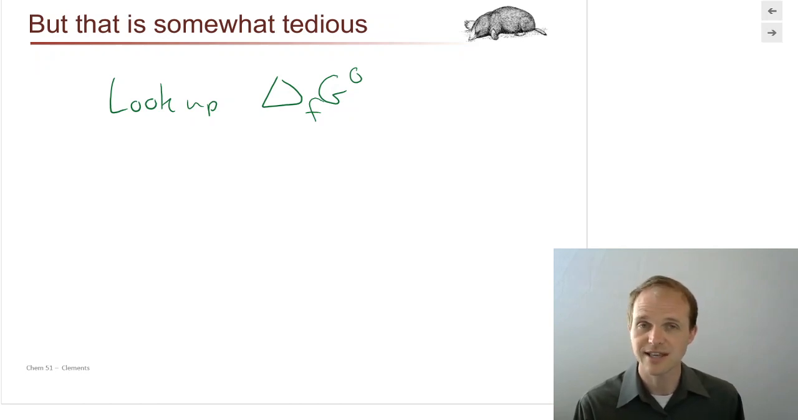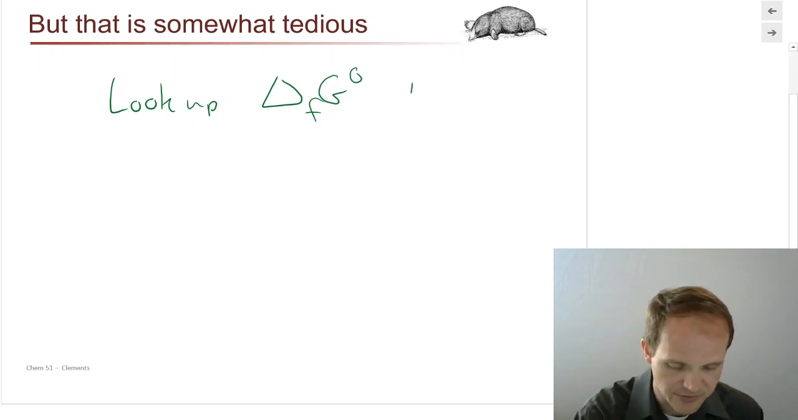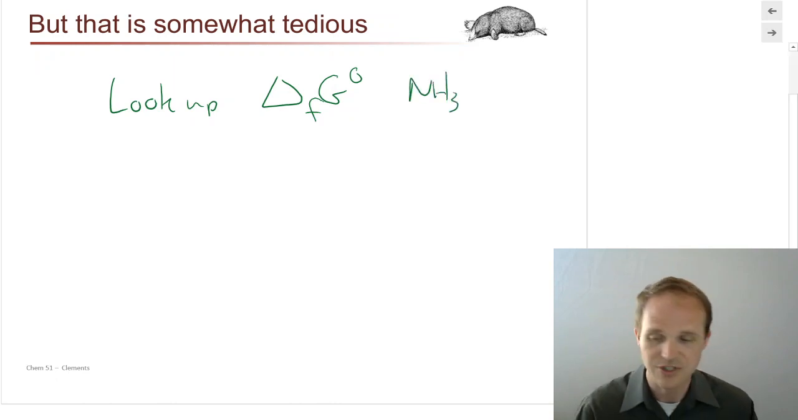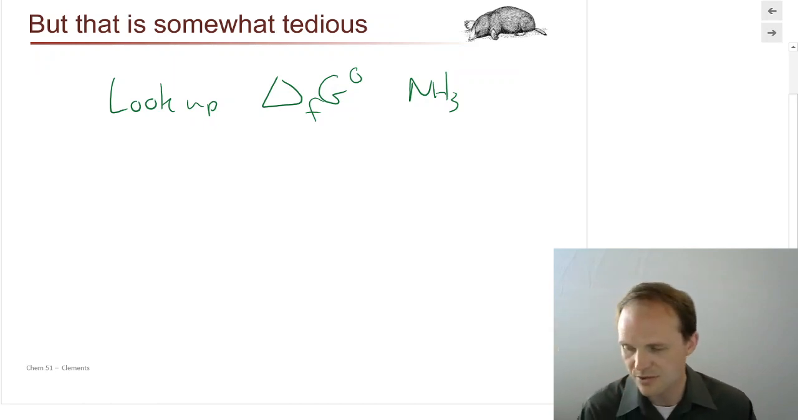So just like with delta H, they tabulate these things. If you've got an element in its standard state, the delta G of formation of that element in its standard state is going to be 0. But the other ones we need to look up. And so we're going to look up the delta G of formation for NH3. We just calculated it, and we said, hey, that was minus 32.8 kilojoules per mole.